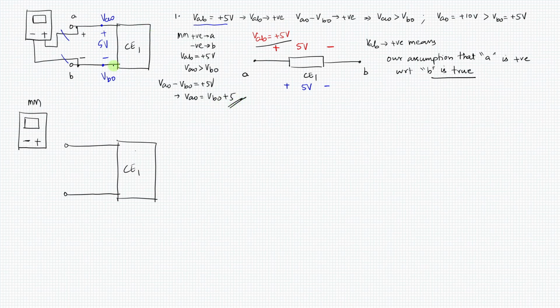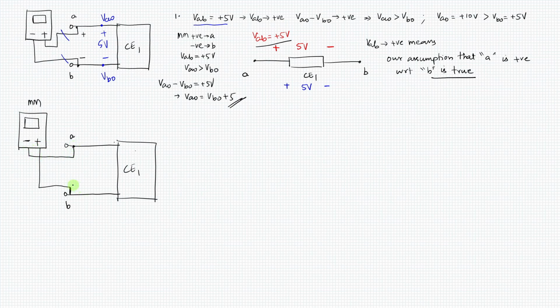Now let us take the same circuit element. We are not going to change the circuit element. We know that A is positive with respect to B, A is higher than B by 5 volts. This we know already. But rather than connecting the positive terminal to A, I am going to connect the negative terminal to A and the positive terminal to B.